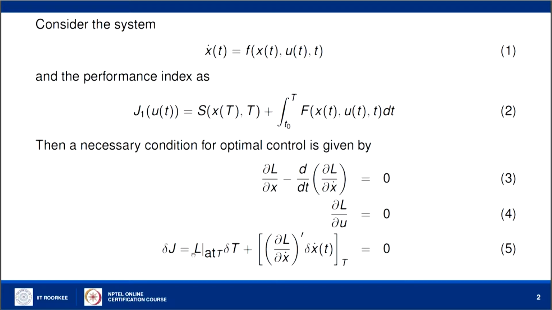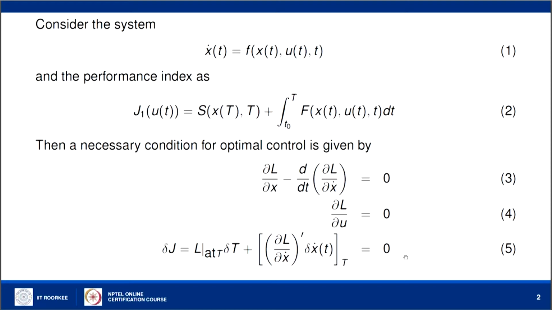the boundary condition to solve this equation is given by del J should be equal to 0, which is the necessary condition for the minimization or maximization problem, where del denotes the variation. The first variation of J equal to 0 is the necessary condition. So, here del J equal to 0 implies the value of L at the final time T into the variation of capital T plus del L by del x dot transpose into del x dot, evaluated at final time T, should be equal to 0.